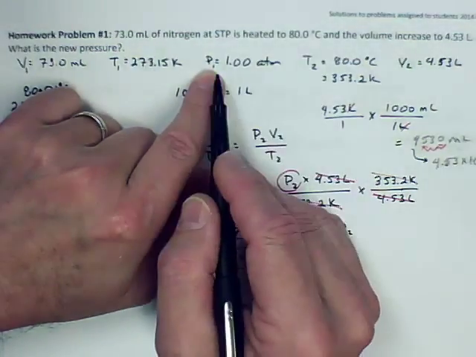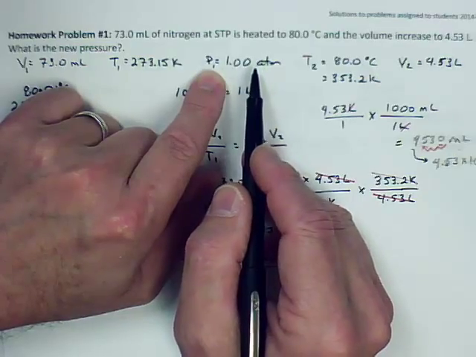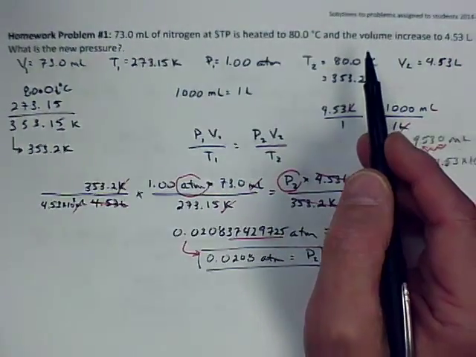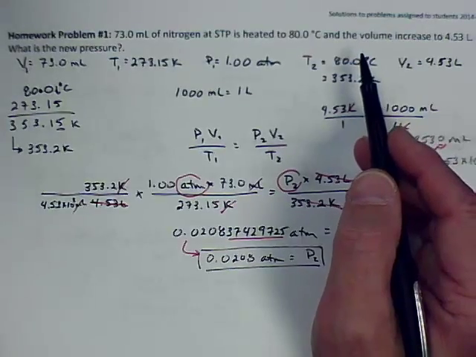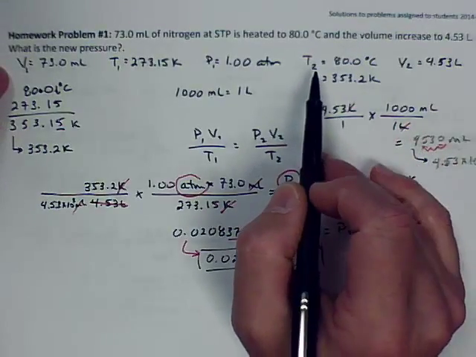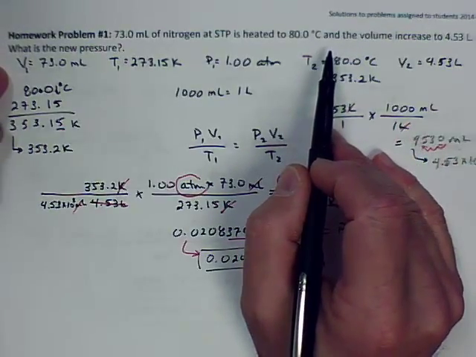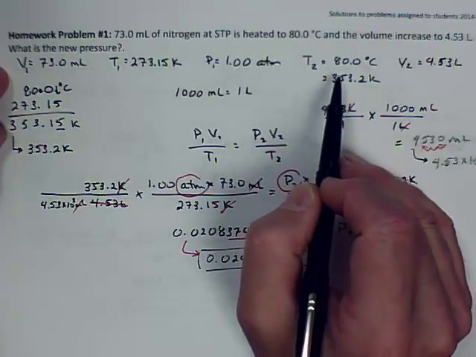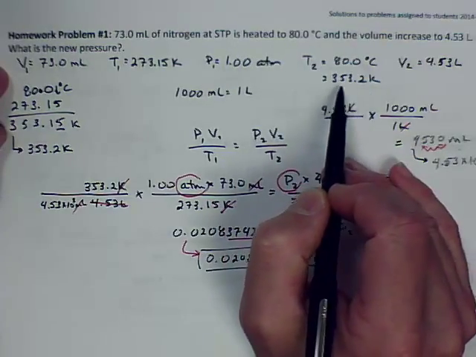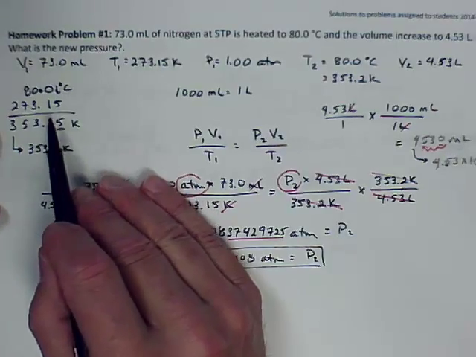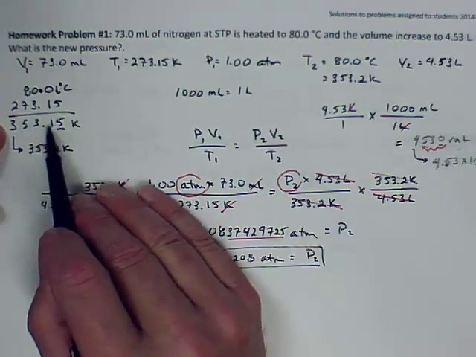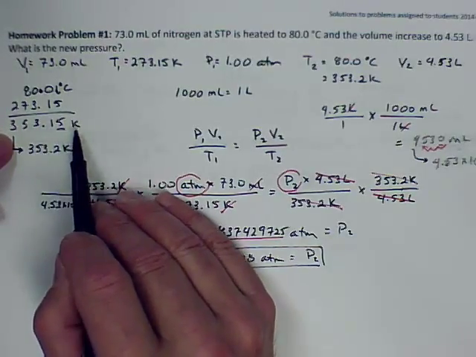Pressure, standard pressure is 1 atmosphere. We can use that to make it easy. That's an easy value to use for standard pressure. And we're going to heat it to 80 degrees C. Going to change that to Kelvin. 80 degrees C, add to 273.15, you get 353.15 K.